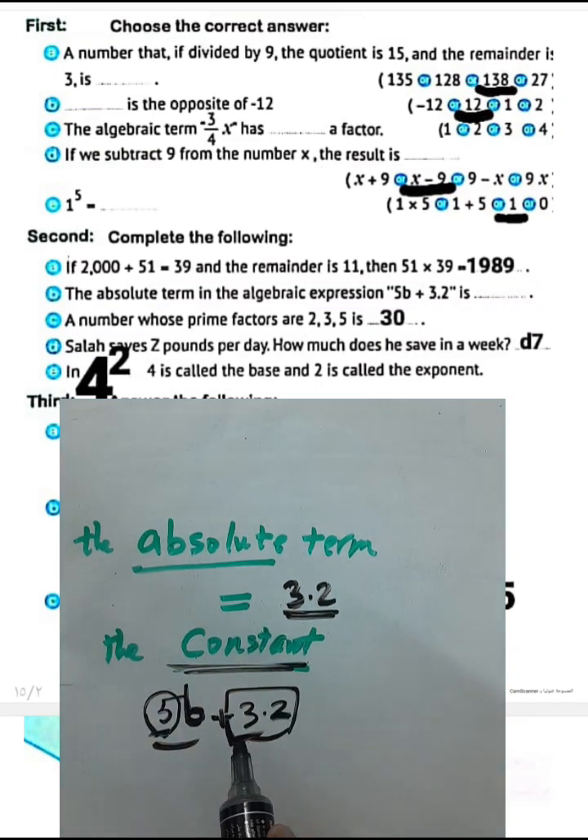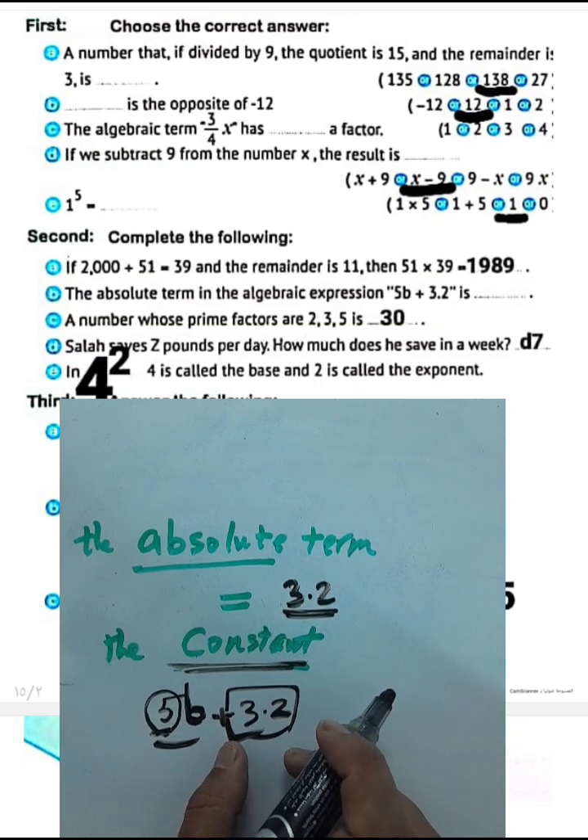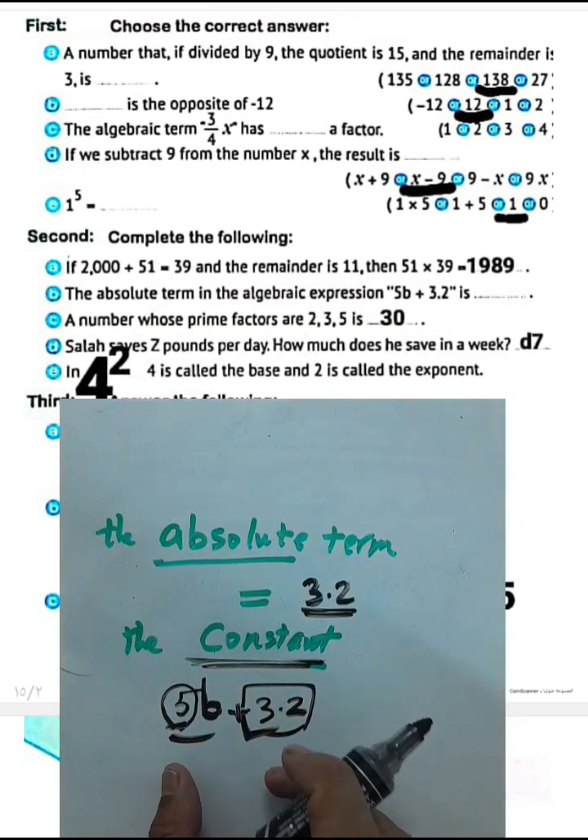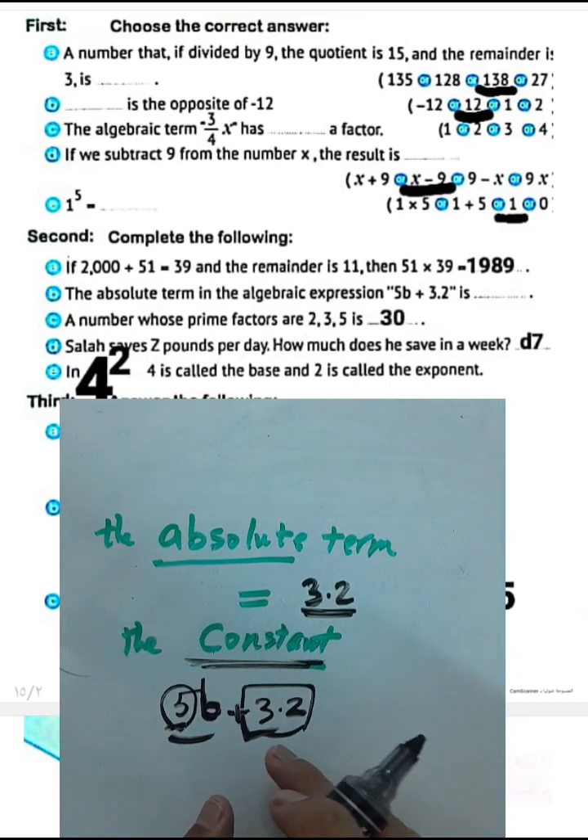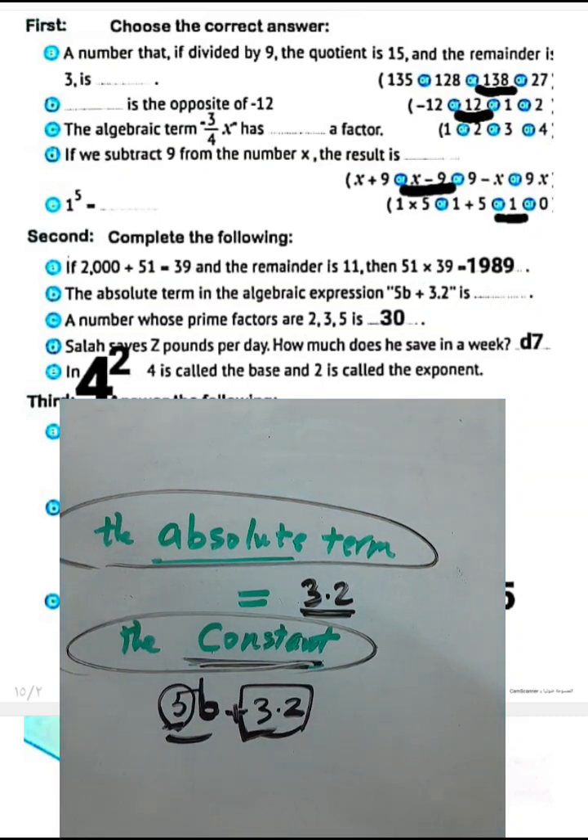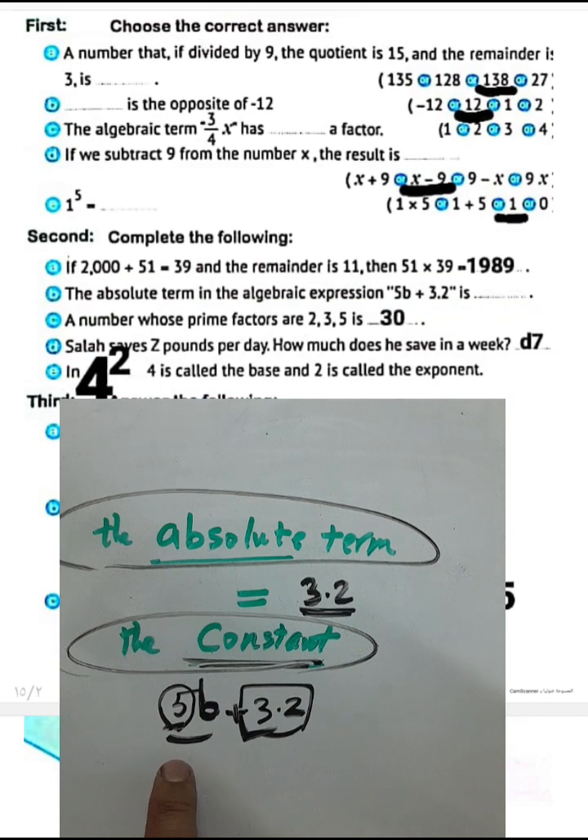The constant here means the numerical term or numerical factor. 3.2 is called the constant. In this algebraic expression, the constant will be 3.2. It will be the absolute term. The absolute term means the constant. Then we must write here in the space 3.2. If your teacher asks you how many terms are in this expression, we will write two terms. What about the coefficient here? The coefficient will be 5.